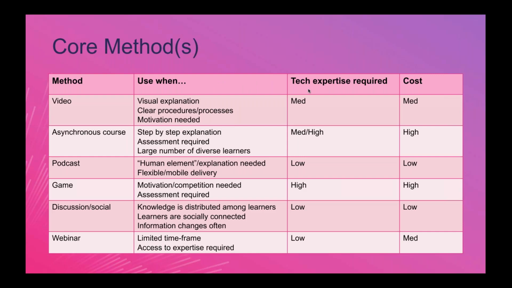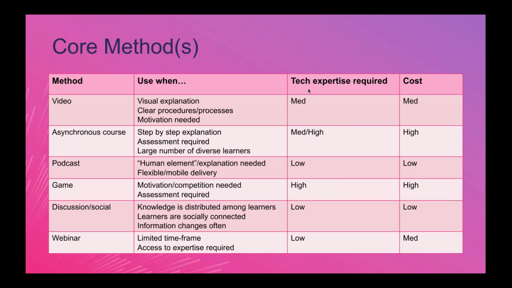So I've been aware of various kinds of checklist systems over the years that help decide on learning methods. This slide and the next one is a very simple decision matrix, a checklist that may help you consider certain core methods. So for example, you might use video when you require a high degree of visual explanation, where you're articulating clear procedures and processes, where you need to motivate people. The video can be very, very motivating.